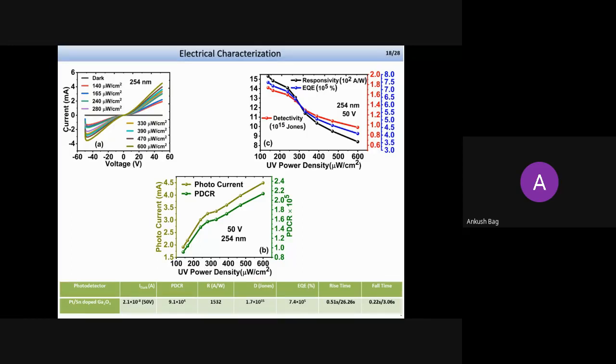And the next two parameters are again very essential. That is rise time and fall time. If we consider the speed of our device, how quickly our device will respond to the shining light, that is decided by these two parameters, the rise time and the fall time. The lower the rise time and fall time, the better the speed of our device or response speed. So in these two aspects, our devices are not performing well.